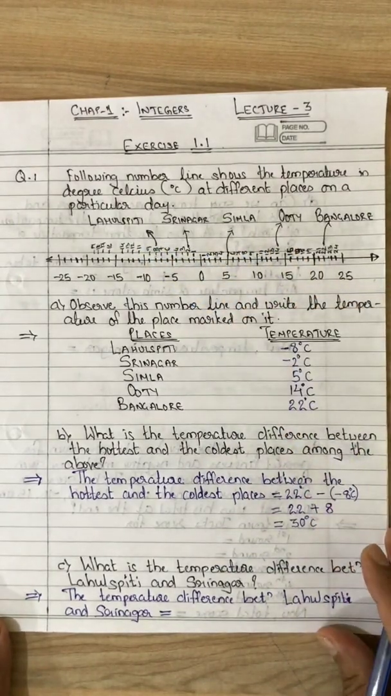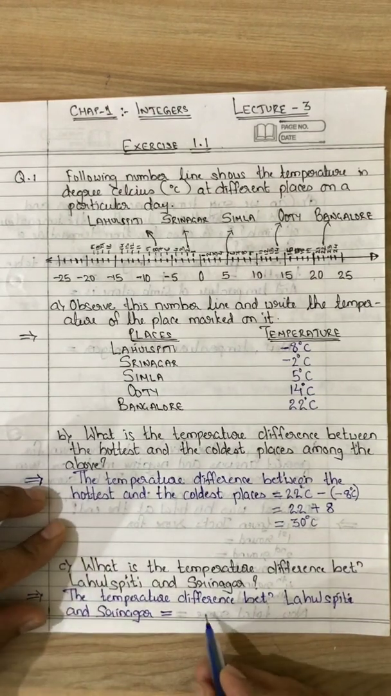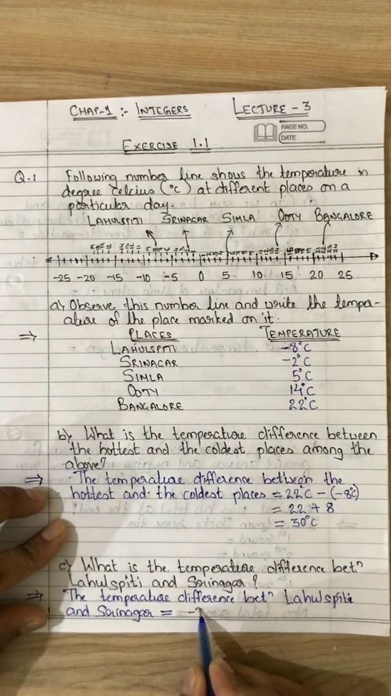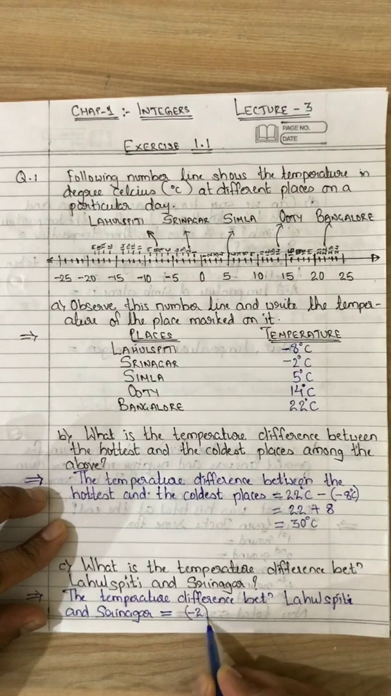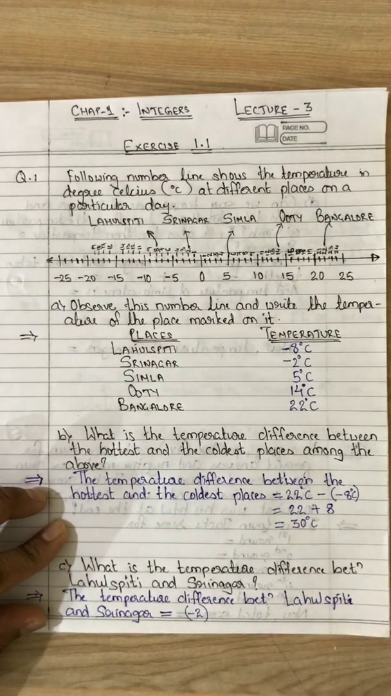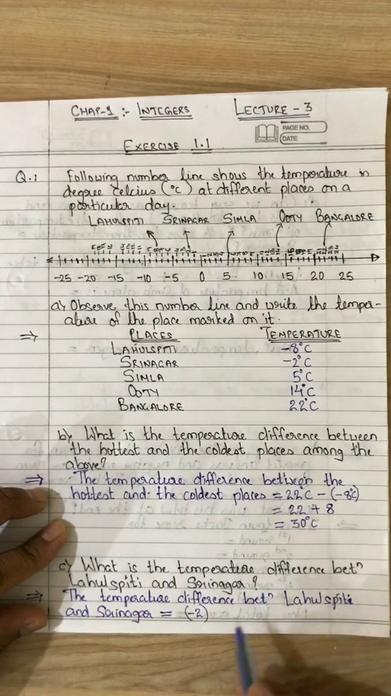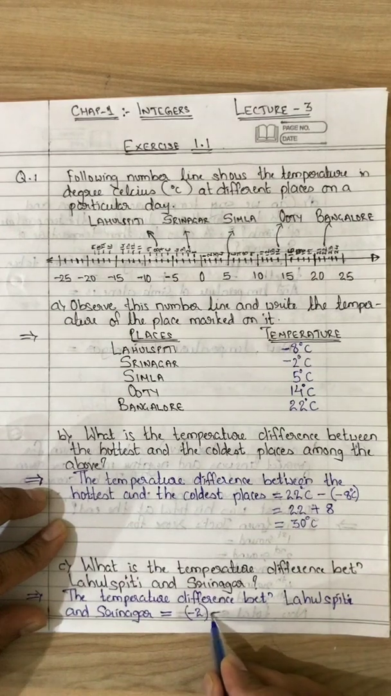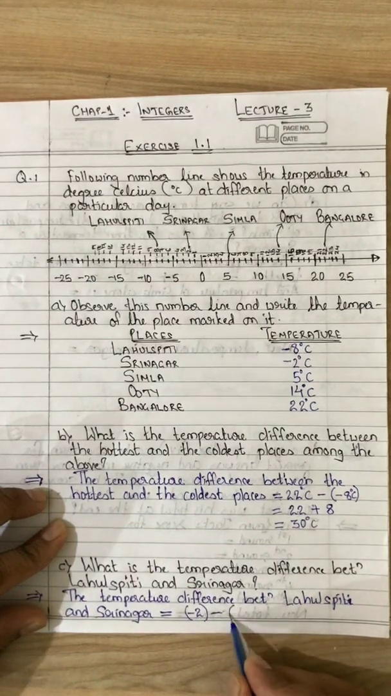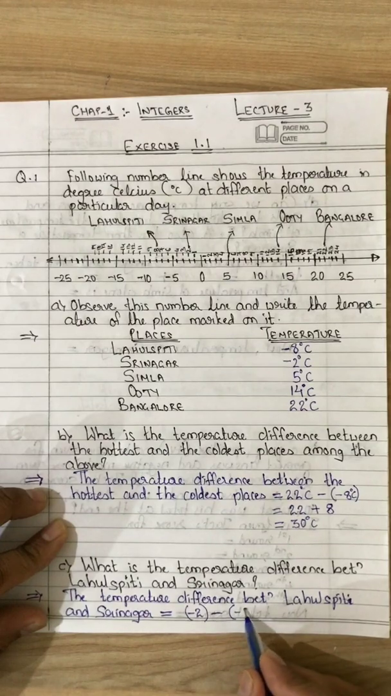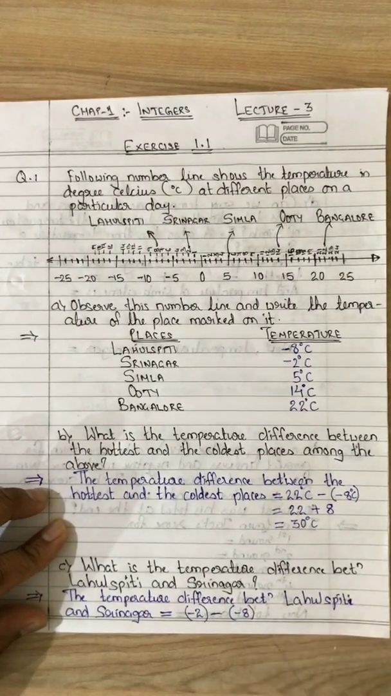So we will write first the temperature of Srinagar. Srinagar is -2. What have they asked us to do? They have asked us to carry out the difference of the two places. So I have written Srinagar. Now what do I have to do? I have to subtract the temperature of Lahul Spiti. -2 subtraction, because of difference, and the temperature of Lahul Spiti.